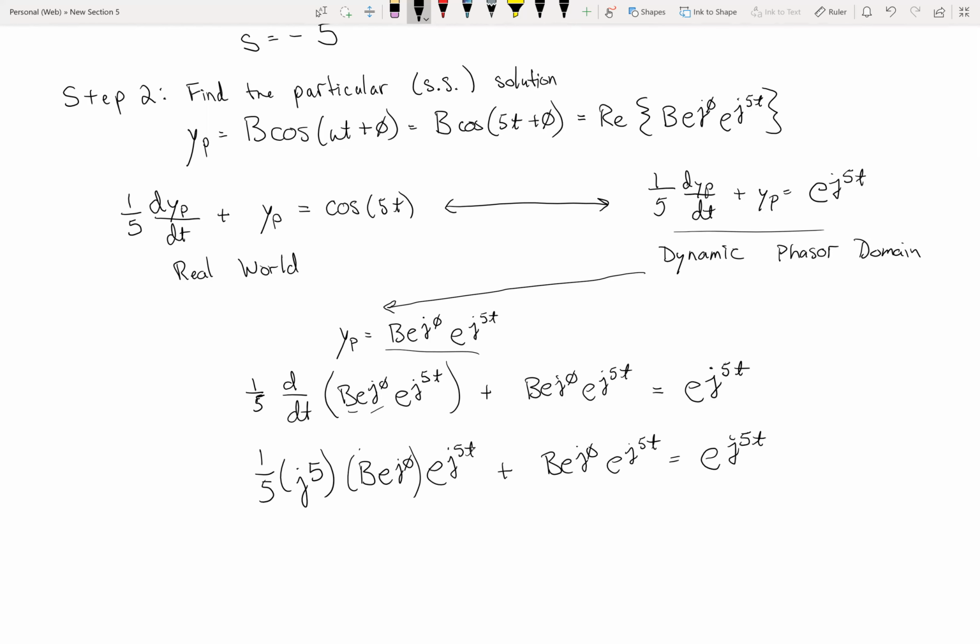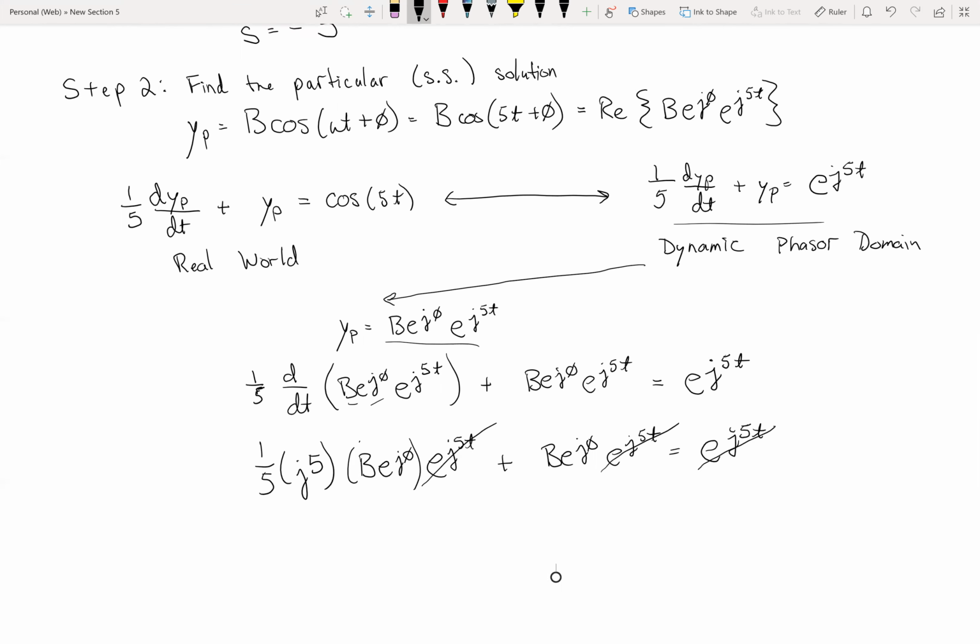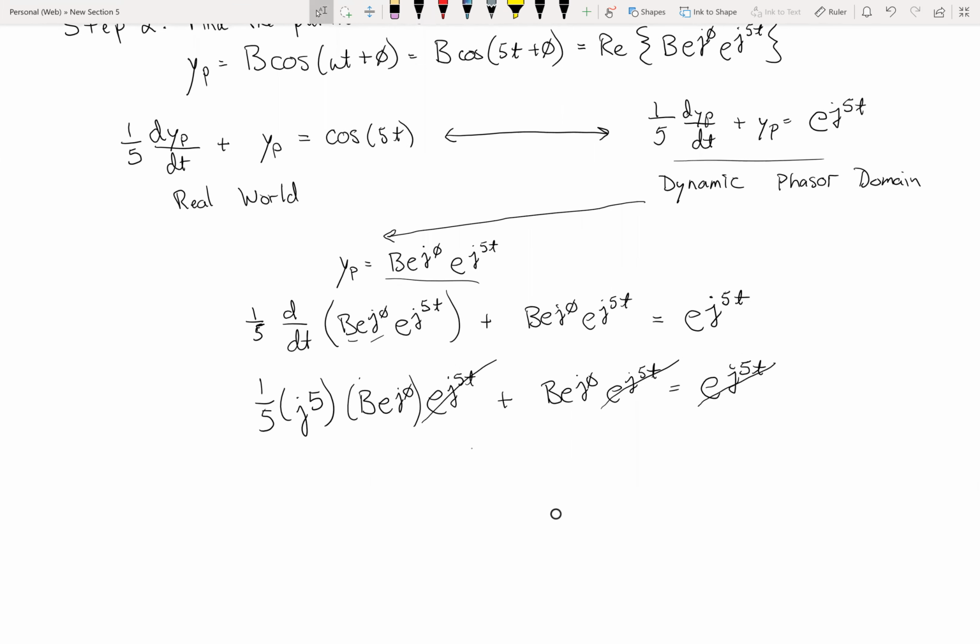Now this is the important part. I have an e to the j 5t in every term there. That just made a significant simplification, all right? There's now no longer any dependence on time, and that made this thing a heck of a lot easier to deal with. All right, let's group terms.